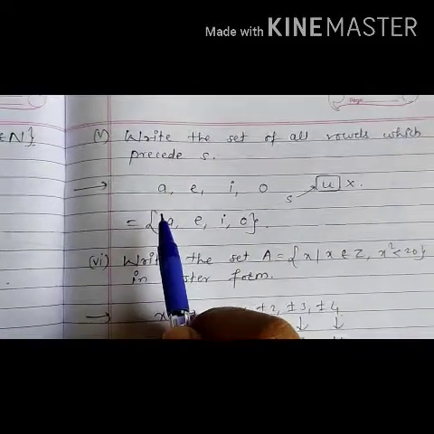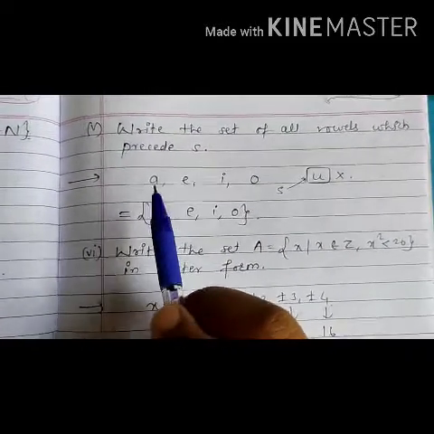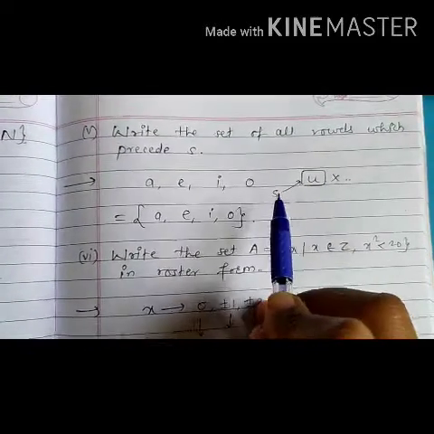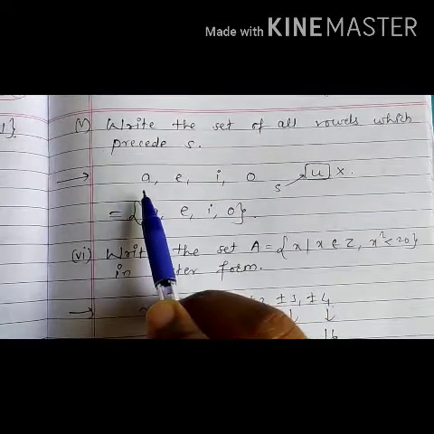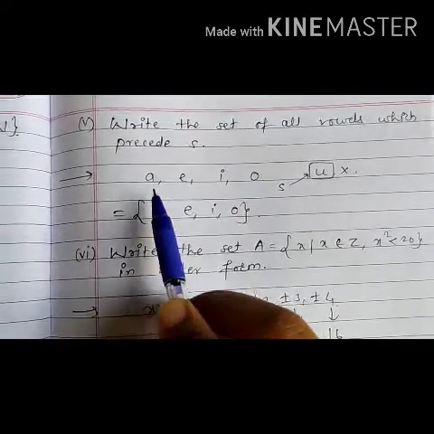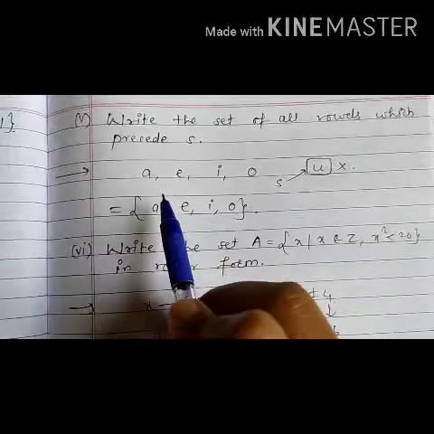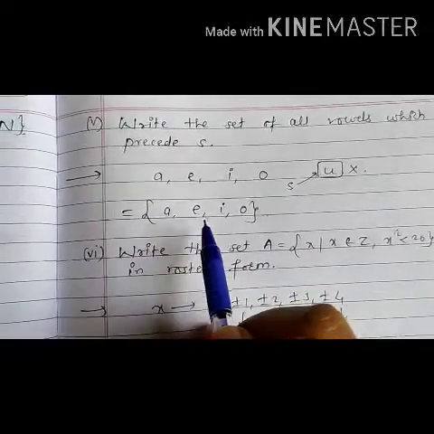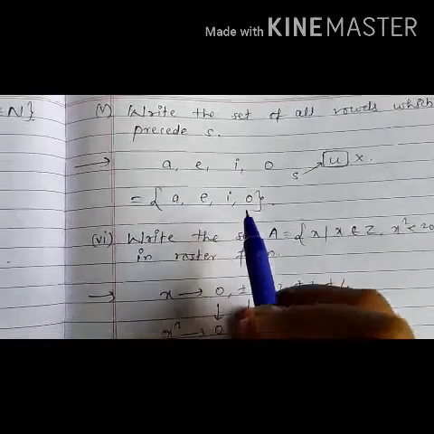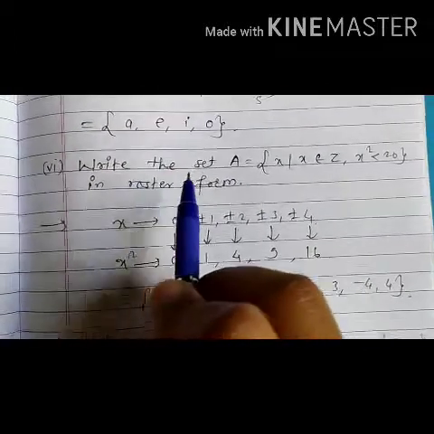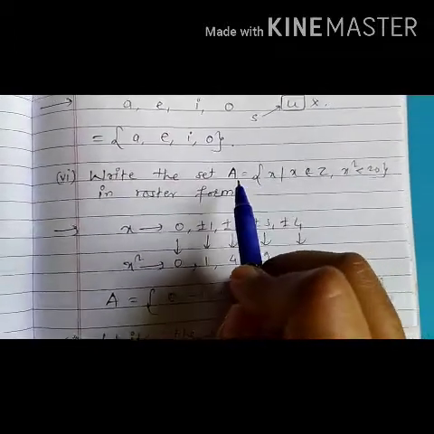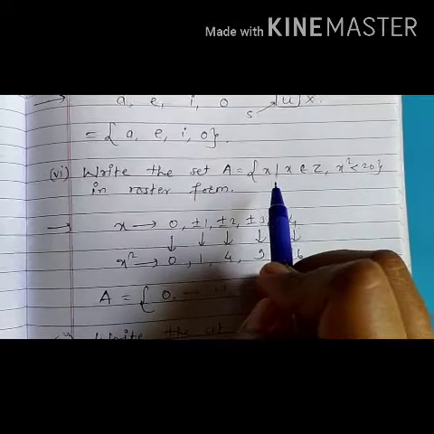Now the fifth question is, write the set of all vowels which precede S. Now we know that there are 5 vowels A, E, I, O, U. But before S we have only 4 vowels, that are A, E, I, O. So our required set is A, E, I, O. Understood?